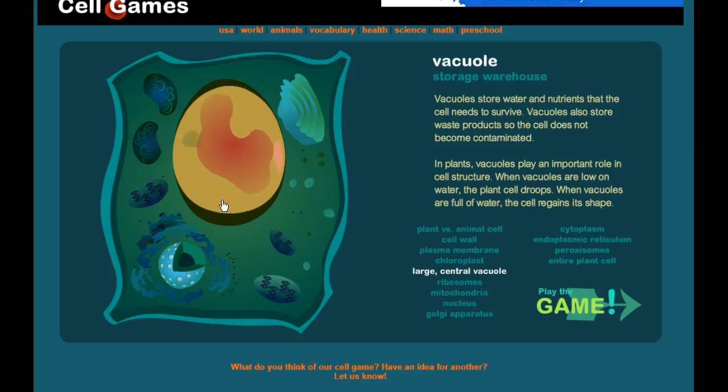In plants, vacuoles play an important role in cell structure. When the vacuoles are low on water, the plant cell droops, which causes wilting. When vacuoles are full of water, the cell regains its shape.